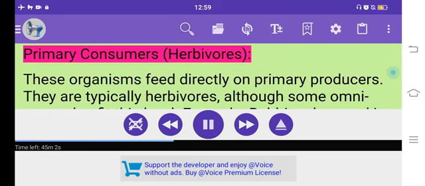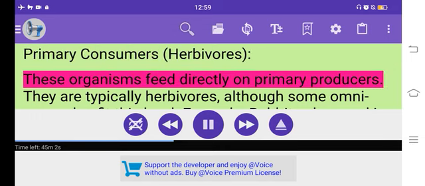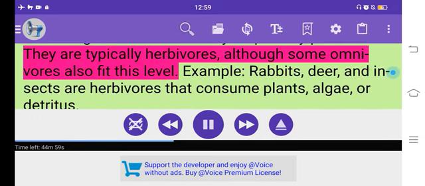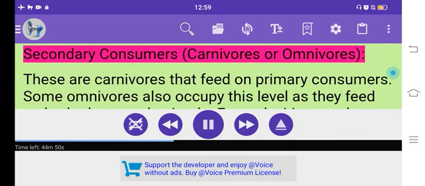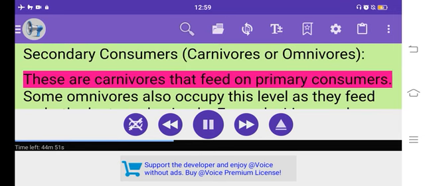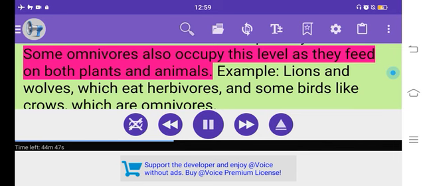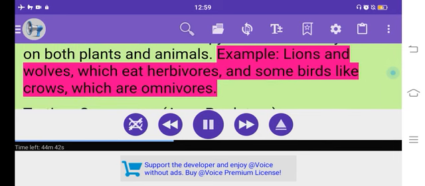Primary consumers, herbivores. These organisms feed directly on primary producers. They are typically herbivores, although some omnivores also fit this level. Example: rabbits, deer, and insects are herbivores that consume plants, algae, or detritus. Secondary consumers, carnivores or omnivores. These are carnivores that feed on primary consumers. Some omnivores also occupy this level as they feed on both plants and animals. Example: lions and wolves, which eat herbivores, and some birds like crows, which are omnivores.